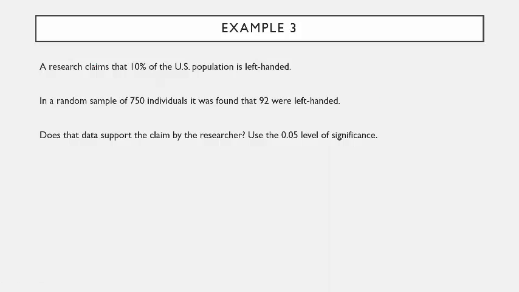A researcher, a little bit of a typo again, claims that 10% of the US population is left-handed. So this researcher is saying 10% are left-handed. That's it. So here's what you're going to do. We want to test this claim, to see if the researcher is correct.